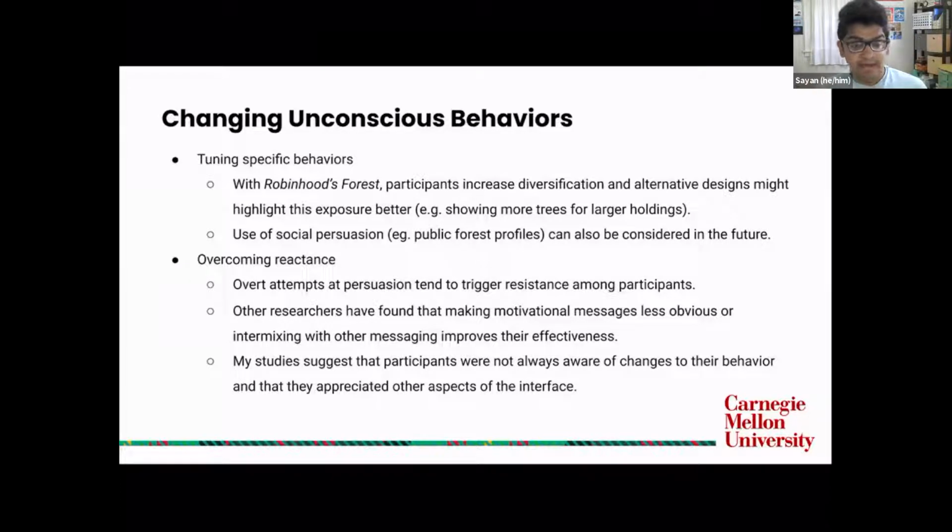There's also a vast body of psychological research that demonstrate that explicit attempts at persuasion might result in what is known as reactance. This reactance can provoke participants to engage in harmful behaviors, develop negative attitudes towards the content, and even adopt behaviors opposite to the ones that were encouraged. My study suggests that participants were not always fully aware of when idle games change their behaviors, such as with reducing trading frequency, and that they appreciated other aspects of the interface, which were the visual aspects, suggesting an opportunity to circumvent reactance. Indeed, other researchers also found that making motivational messages less obvious or intermixing them might improve their effectiveness. My work so far suggests that idle games may be one way of doing so, especially for investing behaviors.